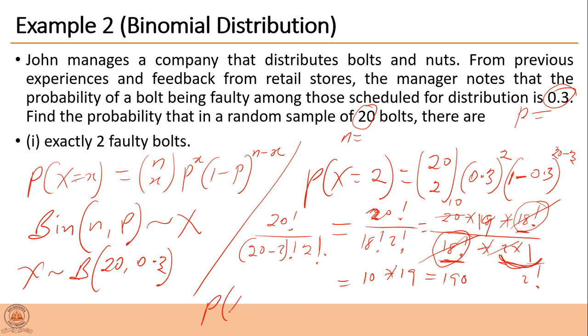So let's put that in the formula. Then we have 190 multiplied by 0.3 raised to 2 multiplied by 0.7 raised to 18. Doing the calculation, we will end up with 0.008. So this is the probability of getting exactly 2 faulty bolts.